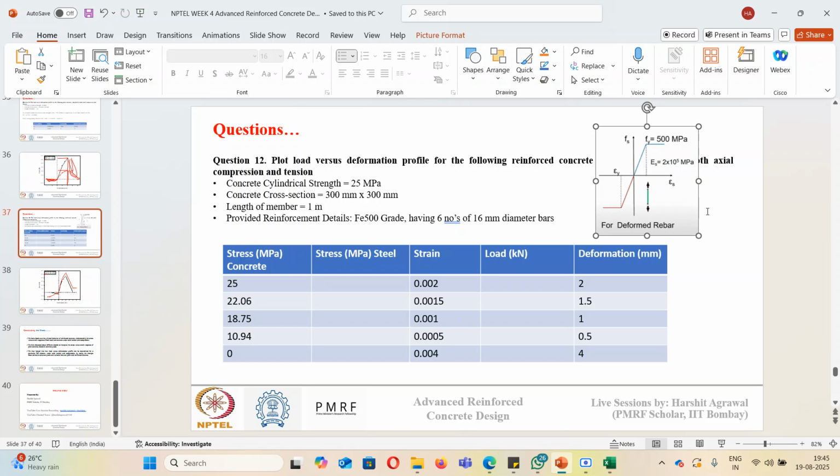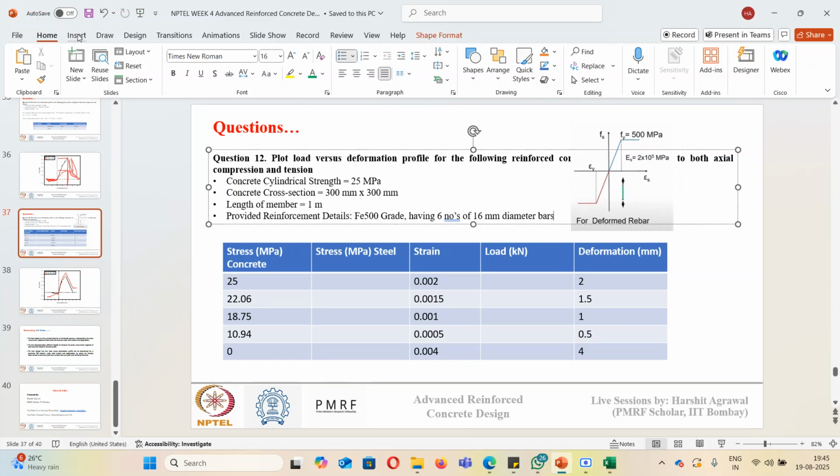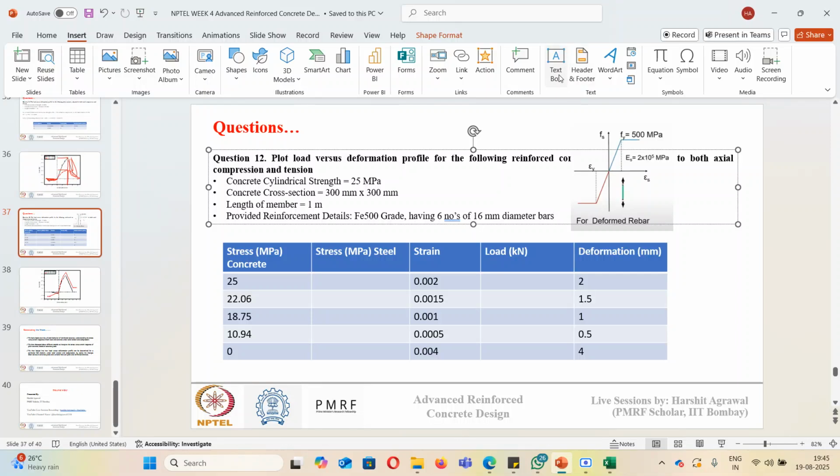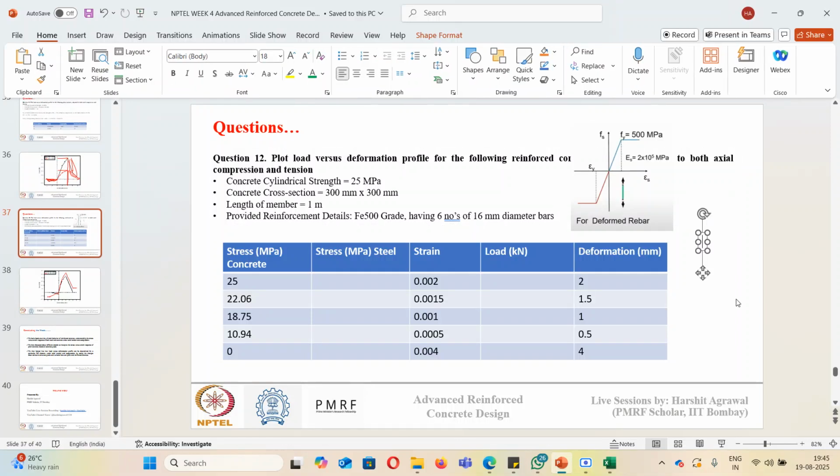Now what is this peak value? We can calculate it simply by knowing the modulus of elasticity and peak stress. We know modulus of elasticity is given by stress upon strain, so strain will be nothing but stress upon modulus of elasticity. So this peak strain will be nothing but the stress, which is 500 MPa, upon the modulus of elasticity, which is 2 into 10 to the power 5.